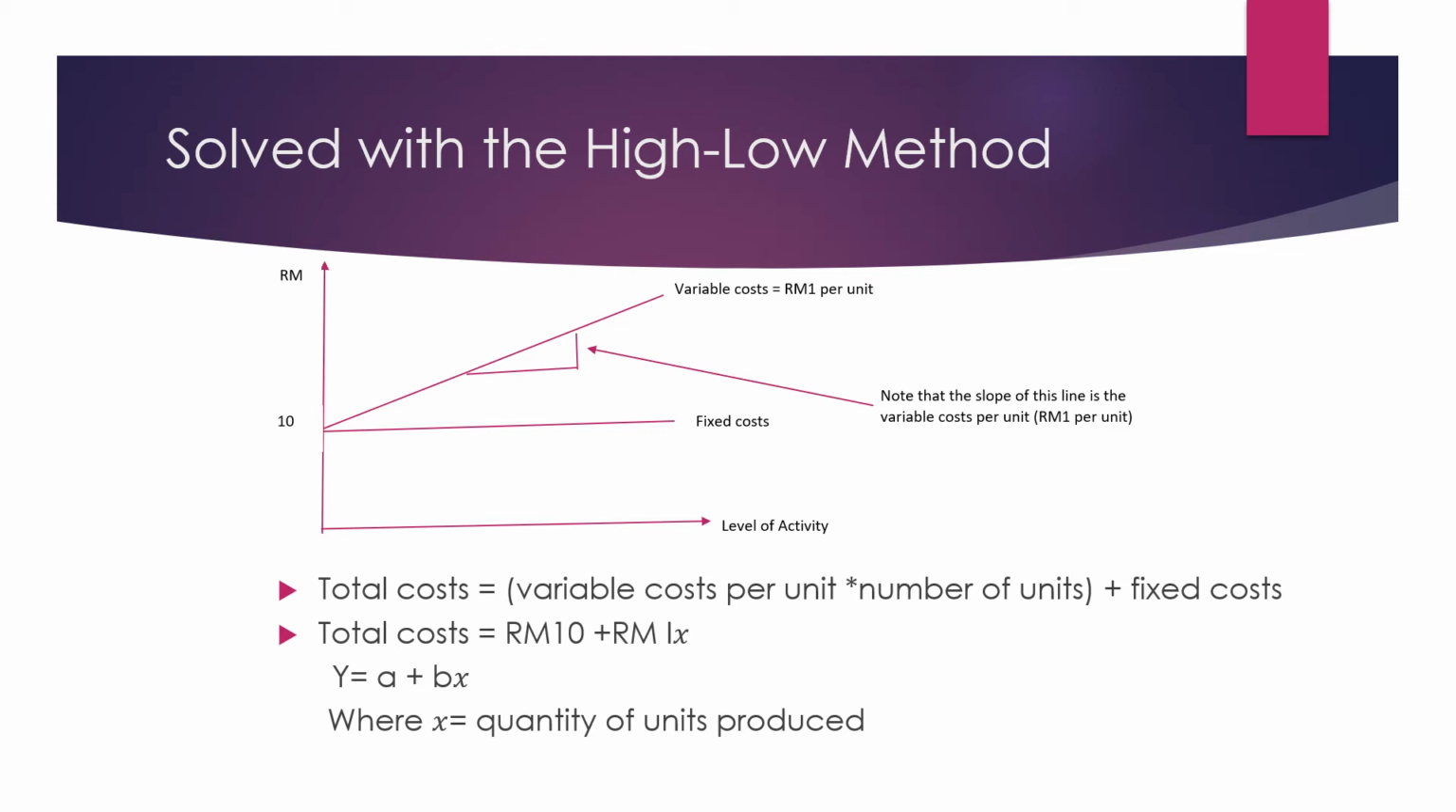This is the graph for the mixed cost. So we can see the fixed cost is a 10 ringgit fixed cost, and this is a variable cost equal to RM1 per unit, and total cost equal to variable cost per unit multiplied by the number of units plus fixed cost. The total cost equal to RM10 plus RM1x equal to y equal to a plus bx, where x is the quantity of units produced.